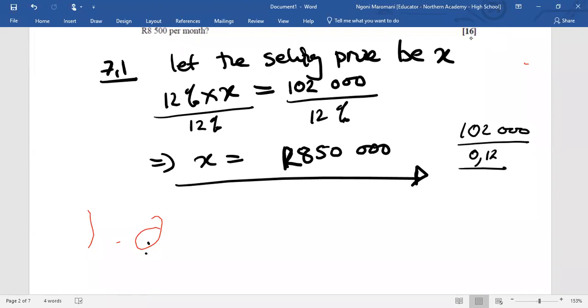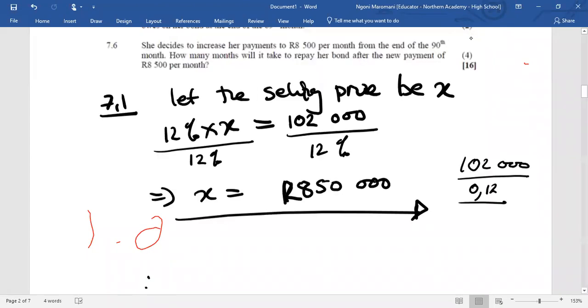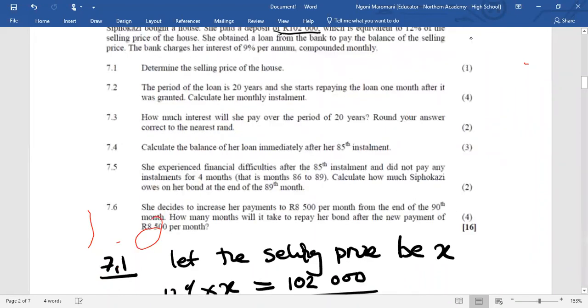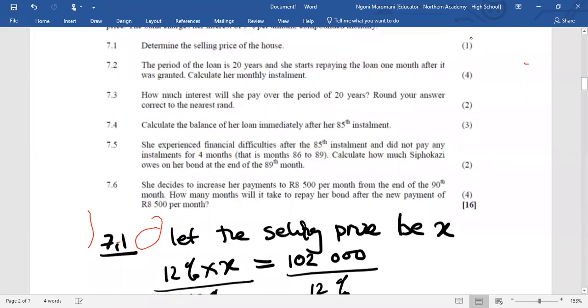Now, the next question is saying the period of the loan is 20 years. She started repaying the loan 1 month after it was granted. Calculate her monthly installment.